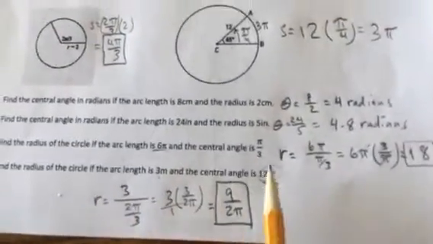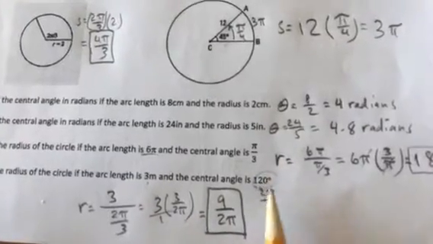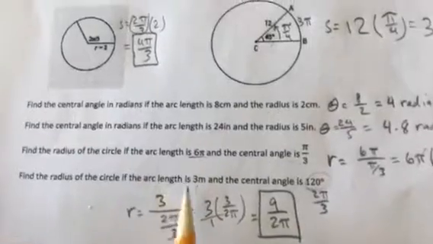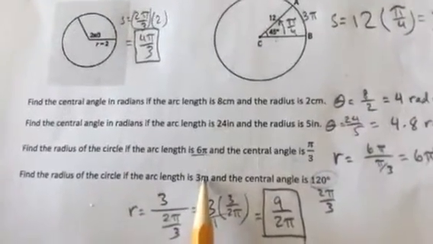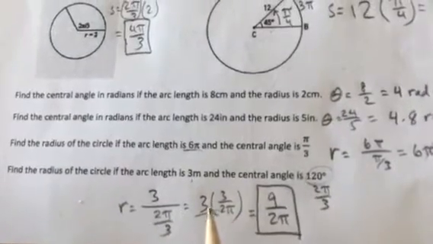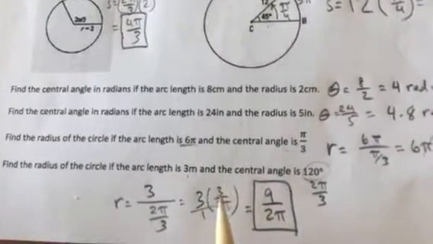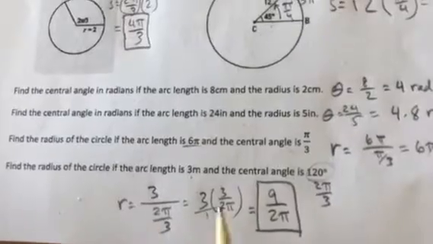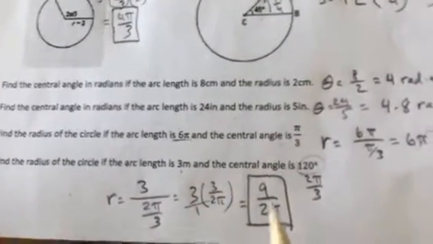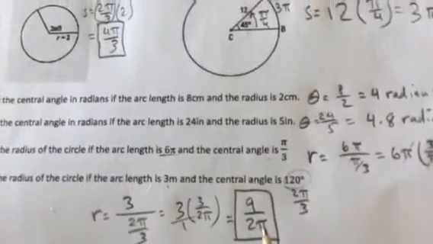And the last problem here, again, the angle is given in degrees, so you should change that to 2 pi thirds, okay? And then do your division. 3 meters for the arc length, 3 divided by 2 pi thirds, well, that'll be the same thing as 3 times 3 over 2 pi. So we're flipping the fraction over and multiplying, and 3 times 3 is 9, 2 pi is on the bottom, so that's kind of an odd fraction there, 9 over 2 pi.